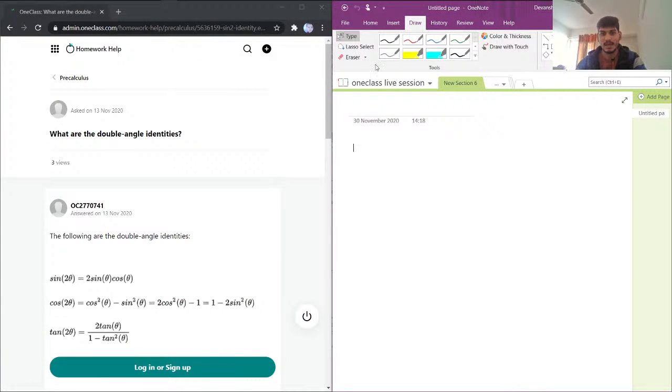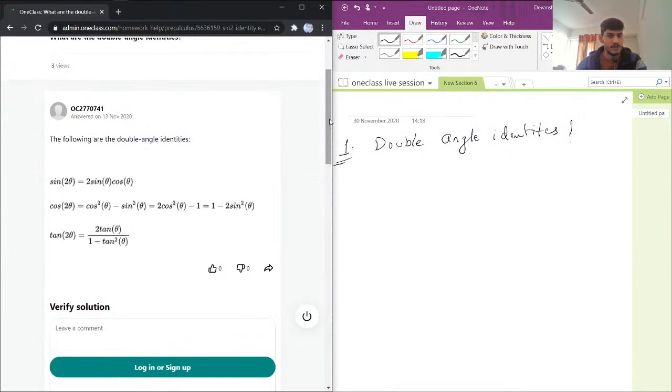So we have the first question: what are double angle identities? Let's look at the answer given.